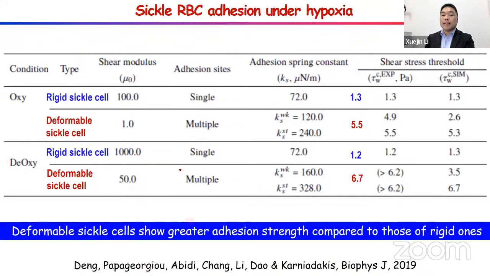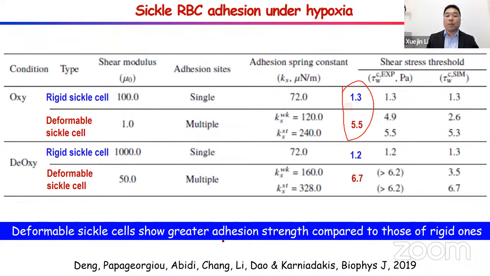And through this measurement, we find that the shear stress threshold for the deformable sickle cells is about 4 to 5 times higher than that of rigid sickle cells. For example, it's about 4 times higher than those of rigid sickle cells. Hence, we conclude the deformable sickle cells have greater adhesion strength compared to those of rigid cells.